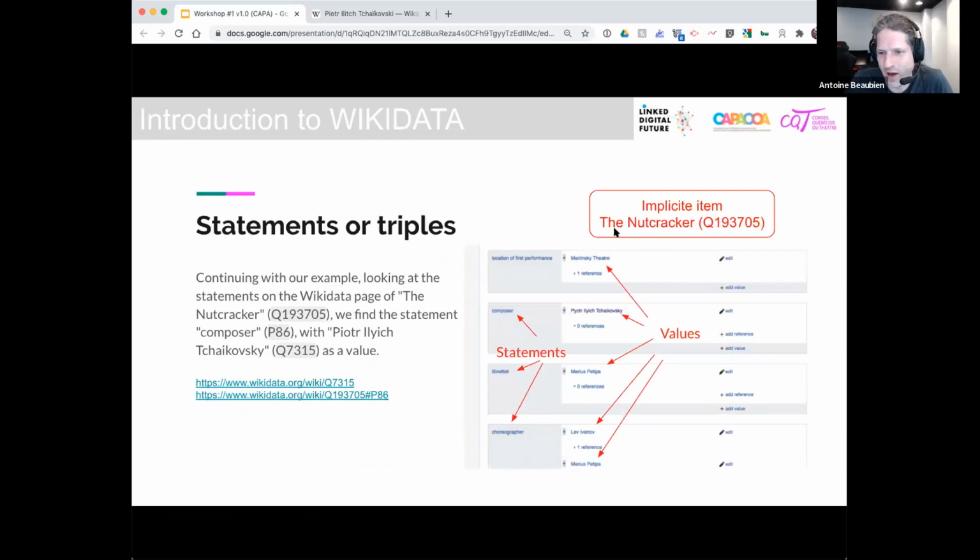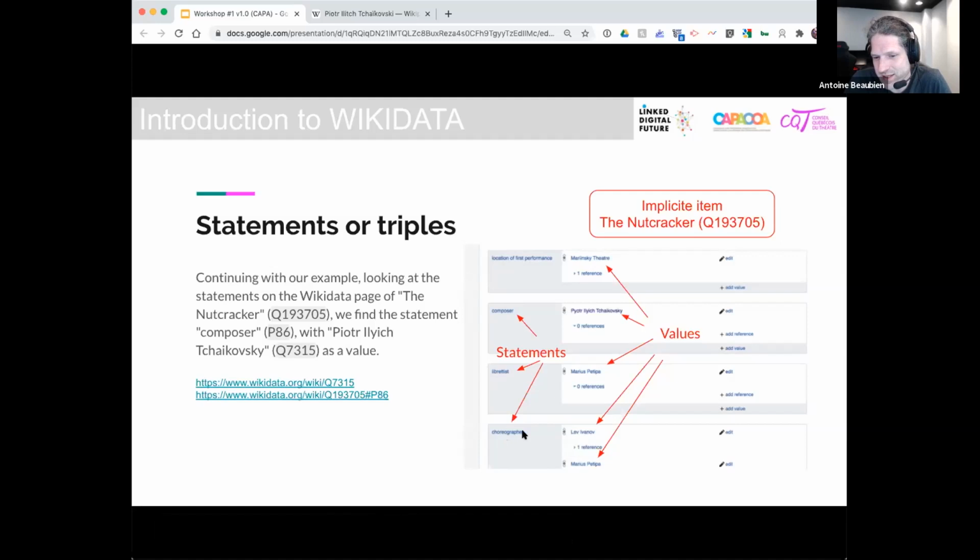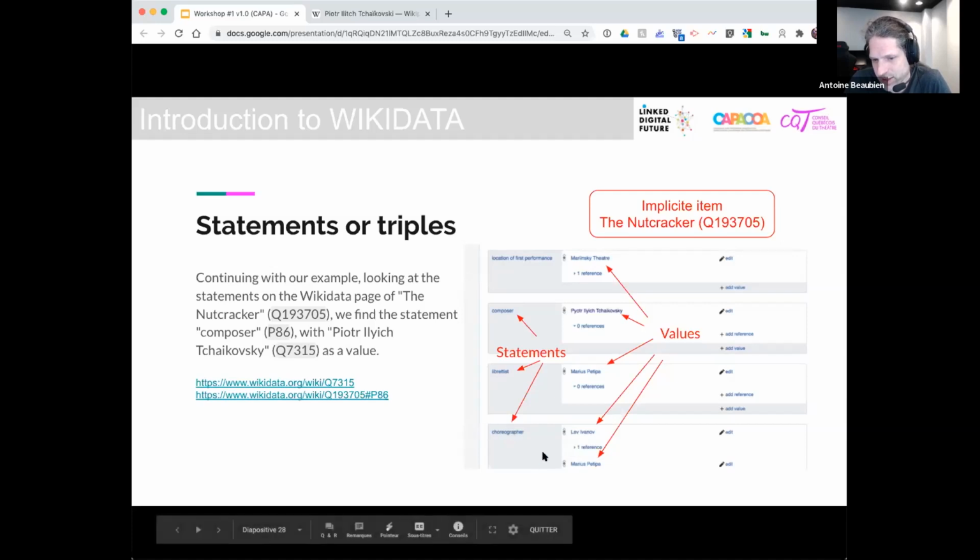So we're looking right now at the page for the Nutcracker. The Nutcracker is not shown, but it's implicit. Everything here is a triple starting with the Nutcracker as the subject. The first item is actually the property, so the composer, and this is the value, Tchaikovsky. But there's also the choreographer, which is actually, there are two of them. This is also funny, because we see it only once, but it's actually two triples. One is with the value Lev Ivanov, and the second one is with Marius Petipa.